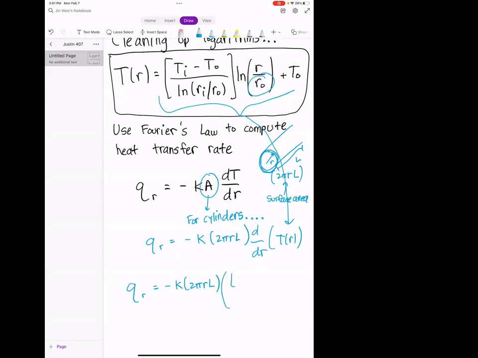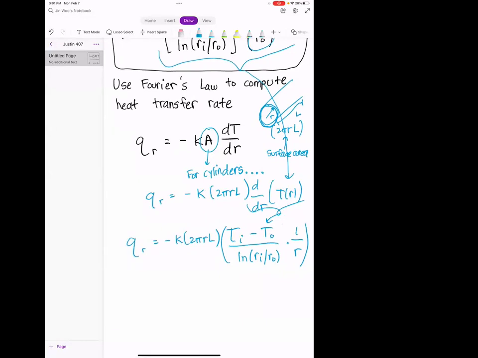And so we have (Ti - To) divided by ln(ri/ro), times 1 over r. I just plugged that in; that's the derivative of the temperature distribution with respect to r. Now that we have this expression, we have an r in the denominator and an r in the numerator here, and so those two are going to just cancel out.